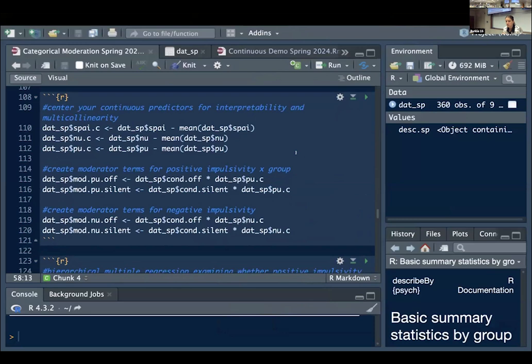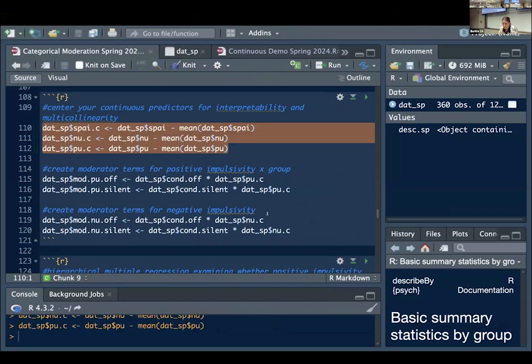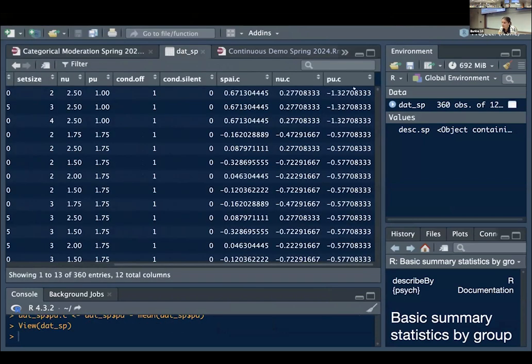All right, we have to center our continuous predictors. I'm centering all 3 here in the demo, not because we're using all 3 in our model, but because in case you want to play with the other 2, you can. So positive impulsivity, negative impulsivity, and smartphone addiction, we're centering. There are our centered predictors.